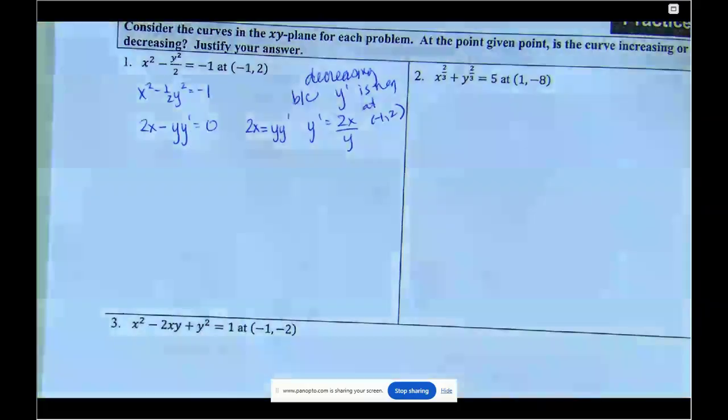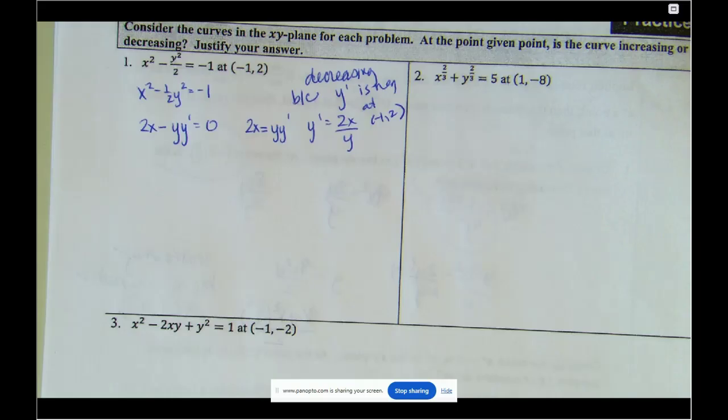So if you were doing this on the AP test, and you just said because y prime is negative, it would not give you that point because you did not be specific about where. So I'm going to bust your chops a little bit on that.